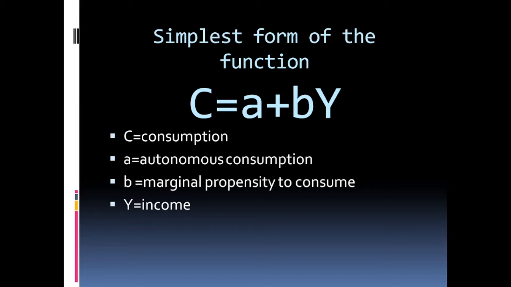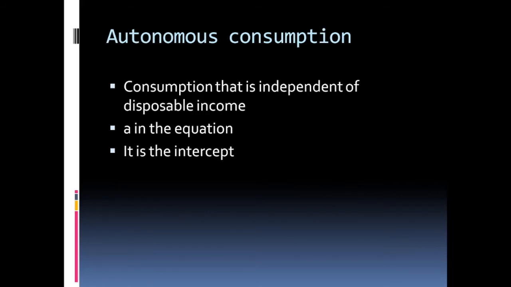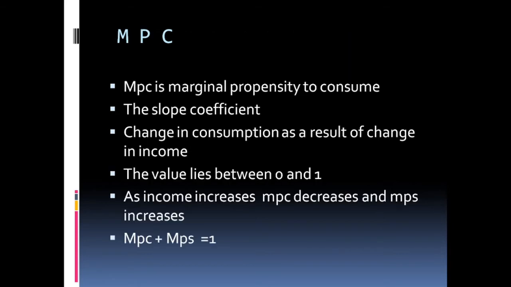Then next comes the marginal propensity to consume. This marginal propensity to consume is actually the slope coefficient and is dependent on the disposable income. As the disposable income increases, there will be changes in MPC. And next is the Y, that is the disposable income. Then we are dealing with the autonomous consumption A. It is actually the intercept term in the equation and is represented by A in the equation.